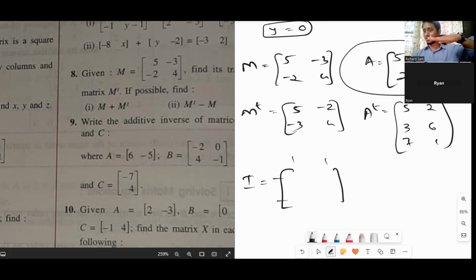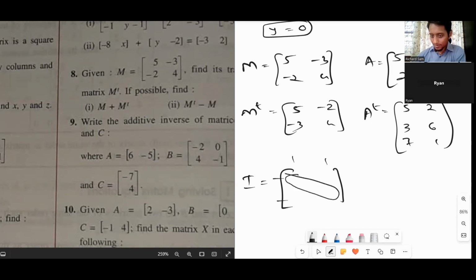Rows. How many rows? 2 rows. And how many columns? 3 columns. So this is not a square matrix, right? Now, an identity matrix will always be a square matrix in which the leading diagonal, these numbers are called the leading diagonal, will be 1 and the remaining numbers will be 0. That is called an identity matrix, or it's also called a unit matrix.